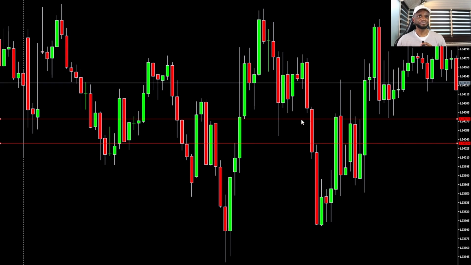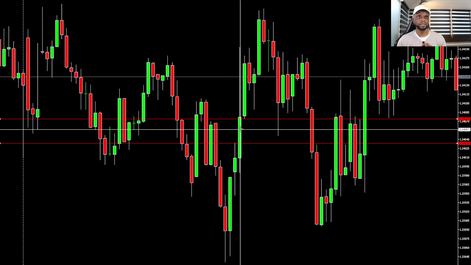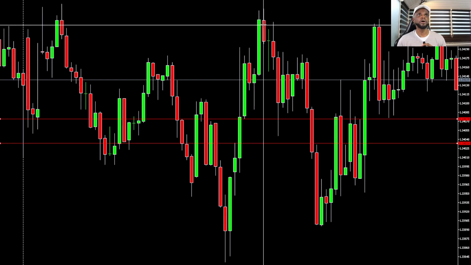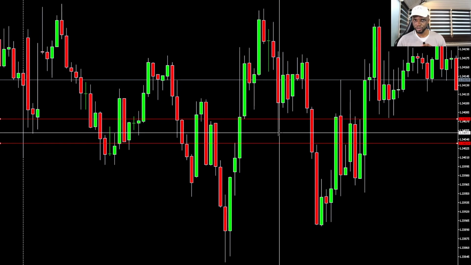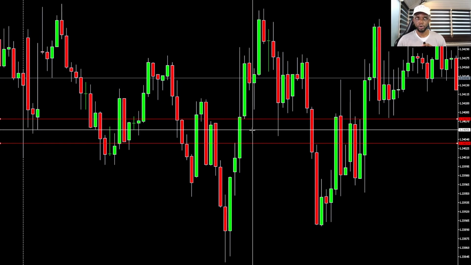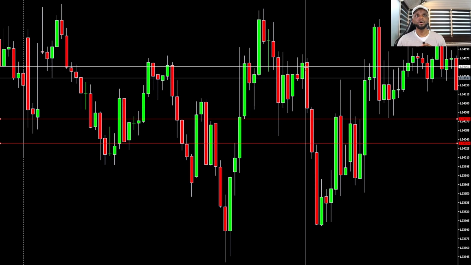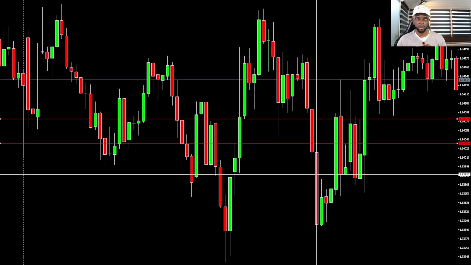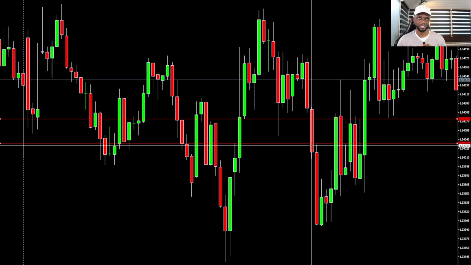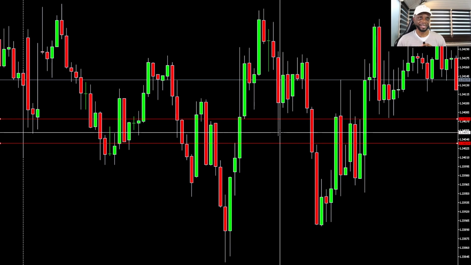Okay, so back to this imbalance here with these green bars, you can see how price created this imbalance here, moved up, but came back down. Where did it bounce off? It bounced off this imbalance, went up a bit before coming back down here. Okay, I'm not even going to belabor that.